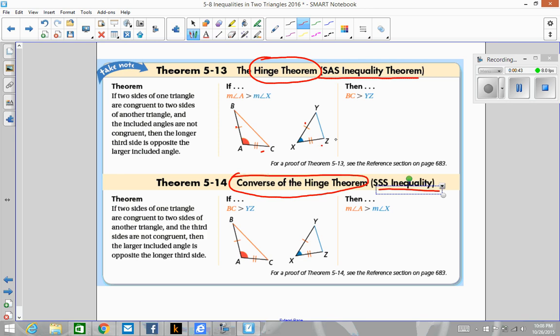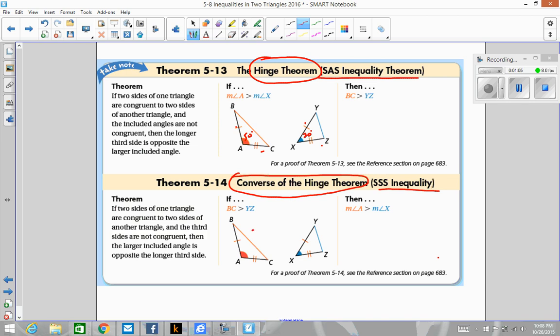two pairs of sides congruent, okay, and let's say this angle is, say, 50 degrees and this angle is 20 degrees, then the side across from this one, BC, will be bigger than the side across from the other one, which will be YZ. And so therefore we get this theorem. If you have this information, then this is true. And then we have the reverse of that is true.